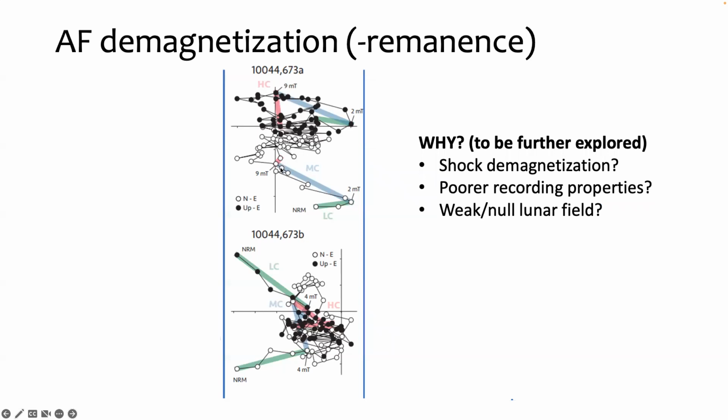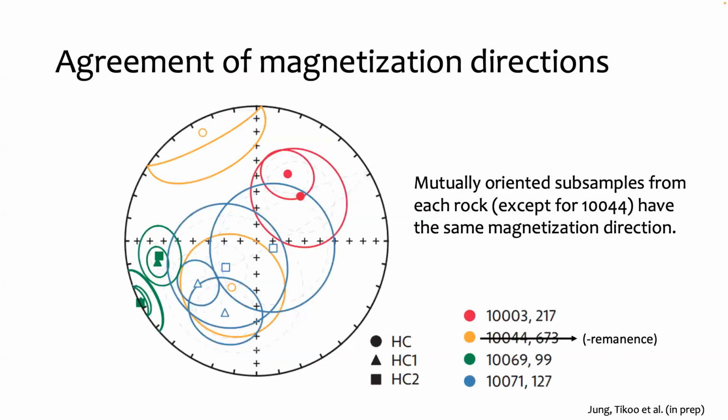10044. Its magnetization was very noisy. We couldn't isolate any magnetic components in that one. So we're not sure if that's because of shock demagnetization, like maybe the shock event was after the dynamo died and there was no impact field recorded, or maybe this rock has poor magnetic recording properties or something like that. We're not quite sure why this one doesn't look magnetized, or maybe there was no field at the time that rock formed.